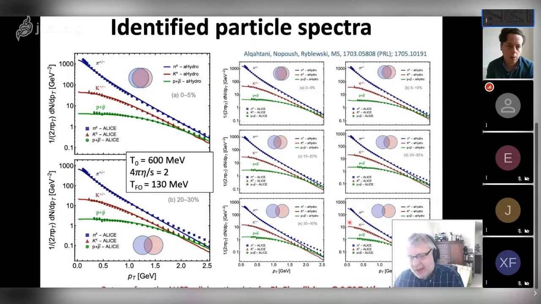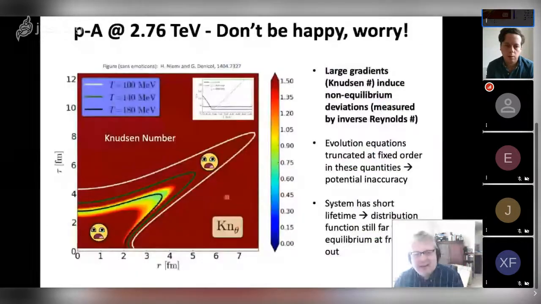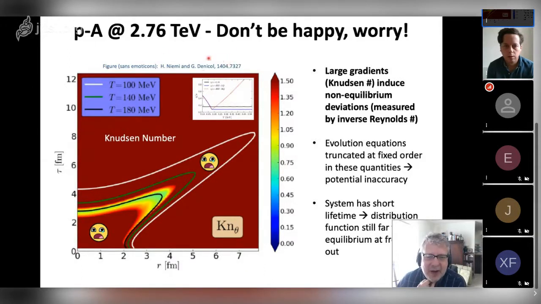So let's look at another thing that's like these high impact parameter collisions, and that's an actual proton-lead collision at 2.76. It's a similar space-time plot as the ones I've been showing you before, but it's done by the Frankfurt, Brazil, Finland mafia. And what they plot here is the Knudsen number. It's the driving force for the inverse Reynolds number. But you can again, red is bad and blue is good.